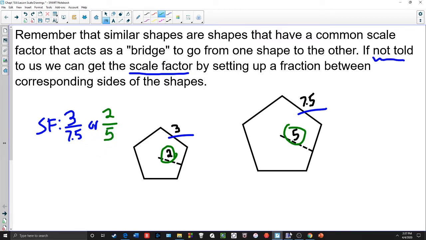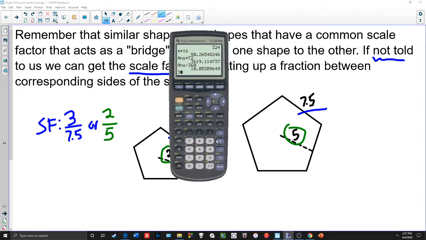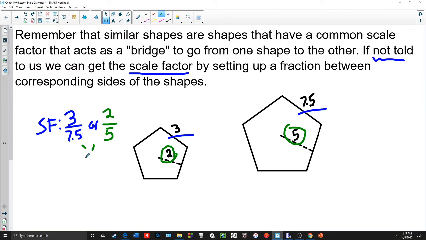And again, if you don't believe me, we can go ahead and check it. So for example, 3 over 7.5, that's 0.4, and 2 over 5, that's also 0.4. So these fractions are the exact same, they're just two different ways of writing it. Which one you choose is up to you. Or you can even reduce them both down. 3 over 7.5 actually does reduce down to 2/5, and then 2/5 is obviously already 2/5. So if you reduce your scale factor, you should always reduce down to the same fraction for each problem. But you don't necessarily have to reduce it unless it's required in the problem, which isn't usually.